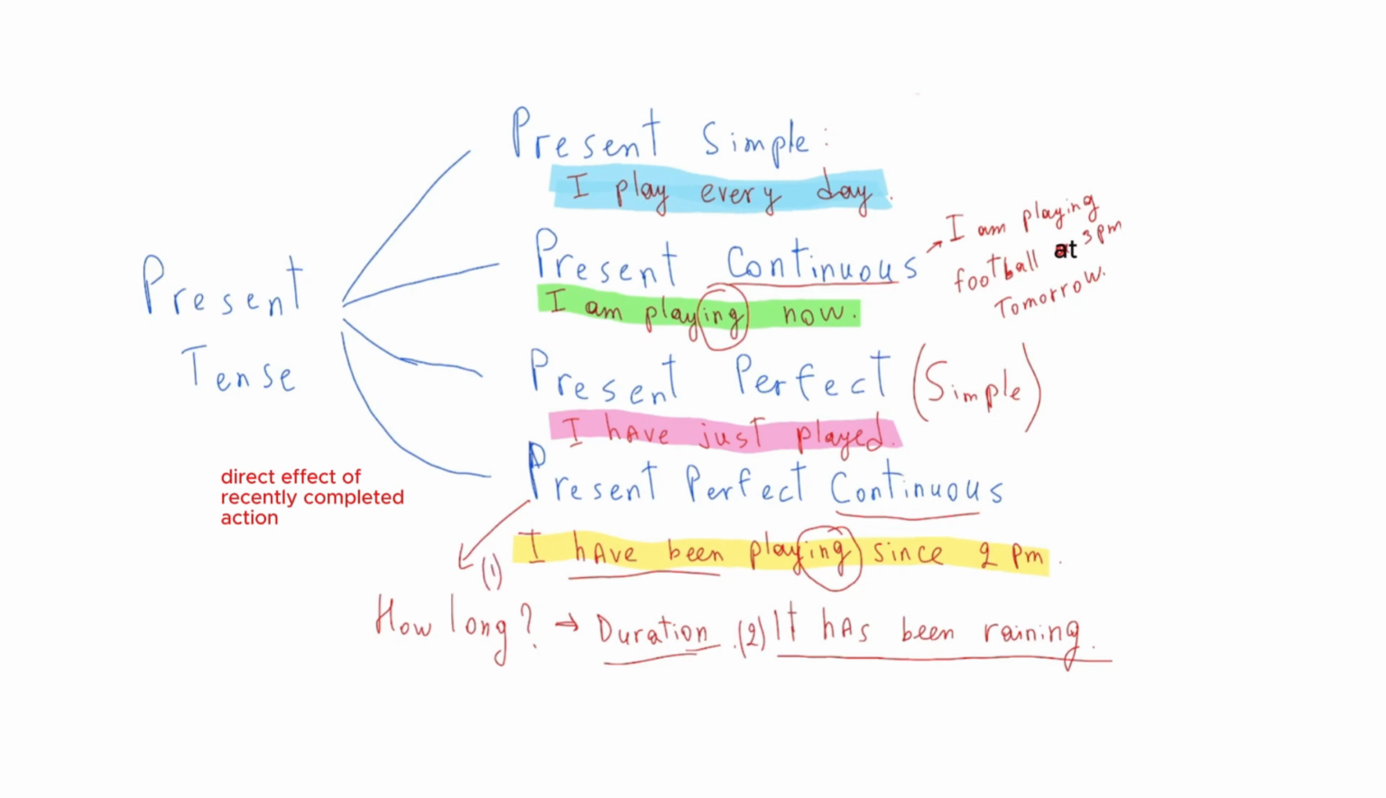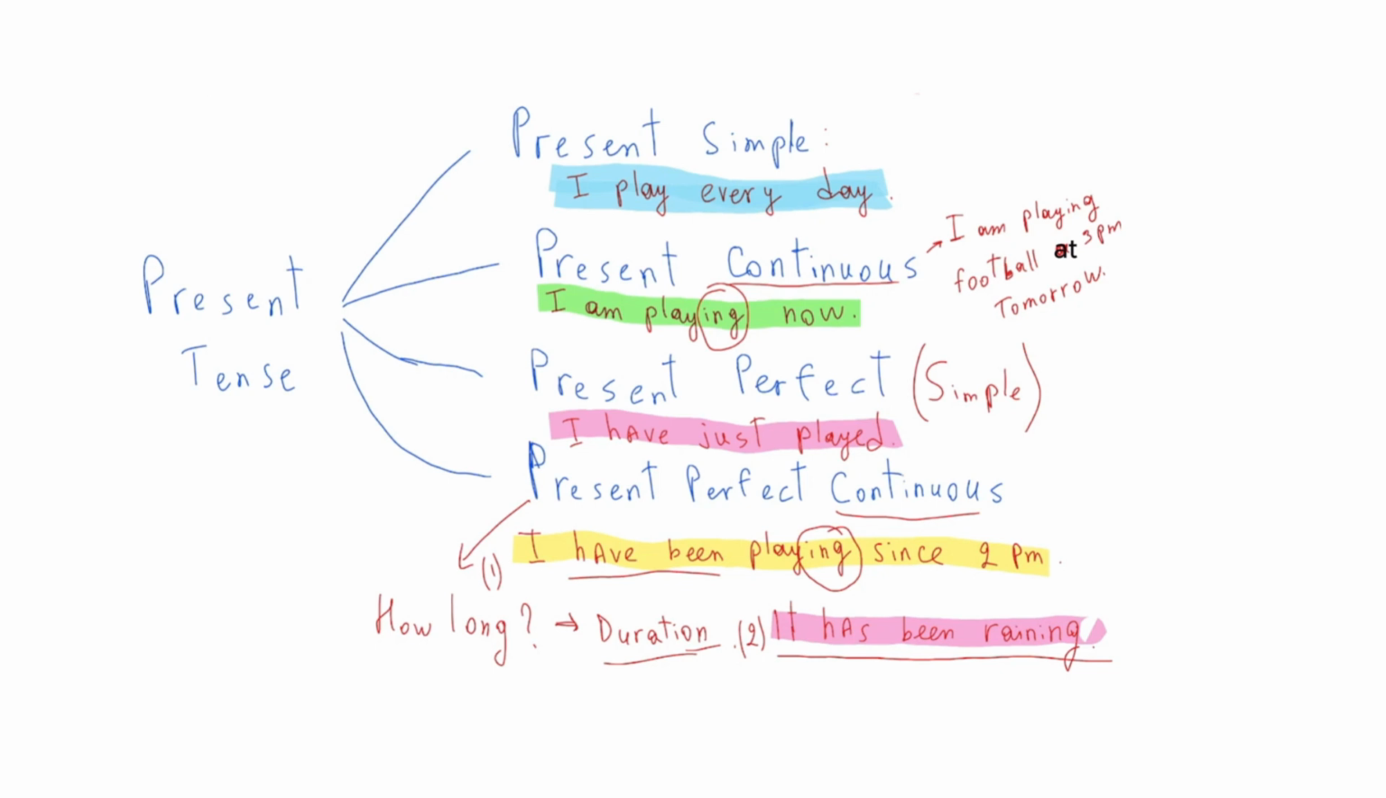Okay, so the first one is for duration. That is just an event. How long has an event been happening? And then the second one is, we use it for something that has just finished, and we can see the direct effect of it. Okay, so like it has been raining, guys. All right.